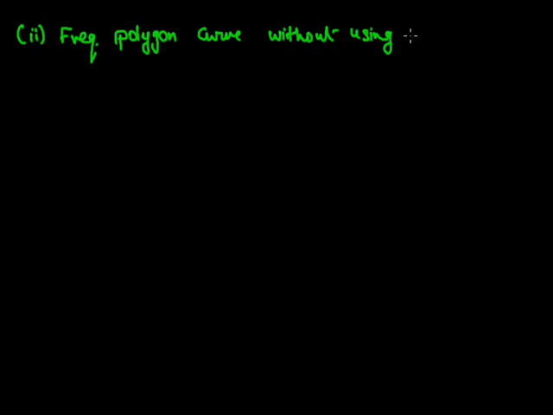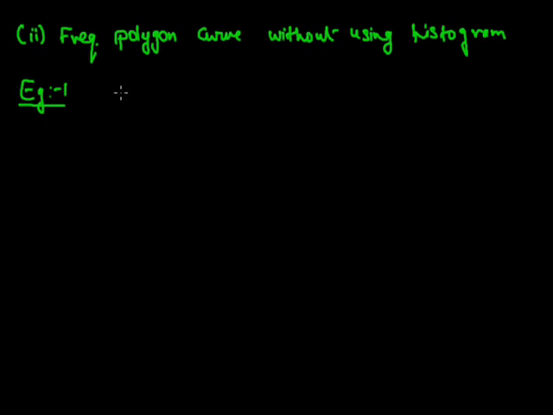So now, as we have understood how to draw a frequency polygon curve using a histogram, now we'll see how to draw a frequency polygon curve without using a histogram. So the next part we'll see is the frequency polygon curve without using a histogram. So without using a histogram, how to draw a frequency polygon curve in that case. We'll directly see one example based on this. Let's take one example.